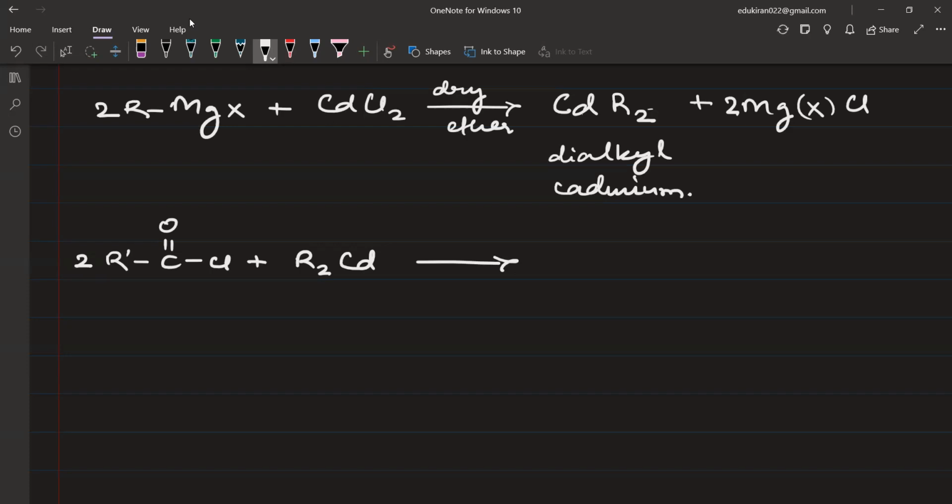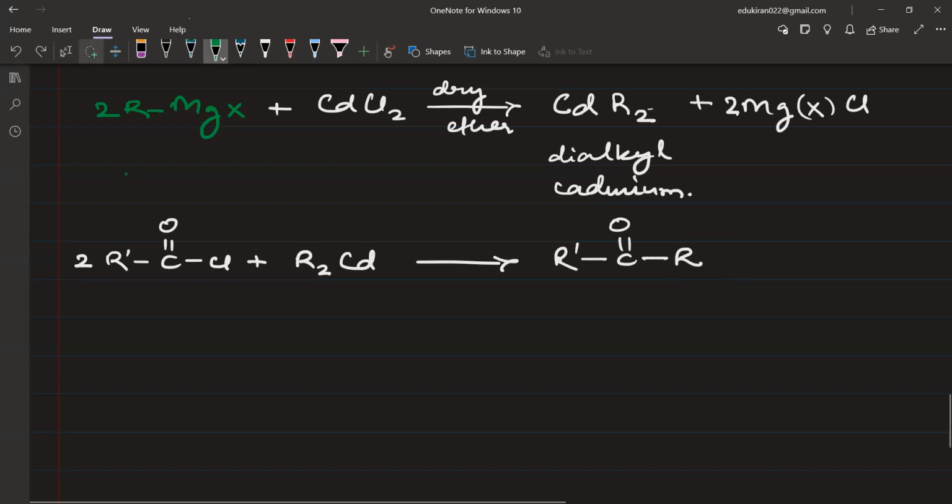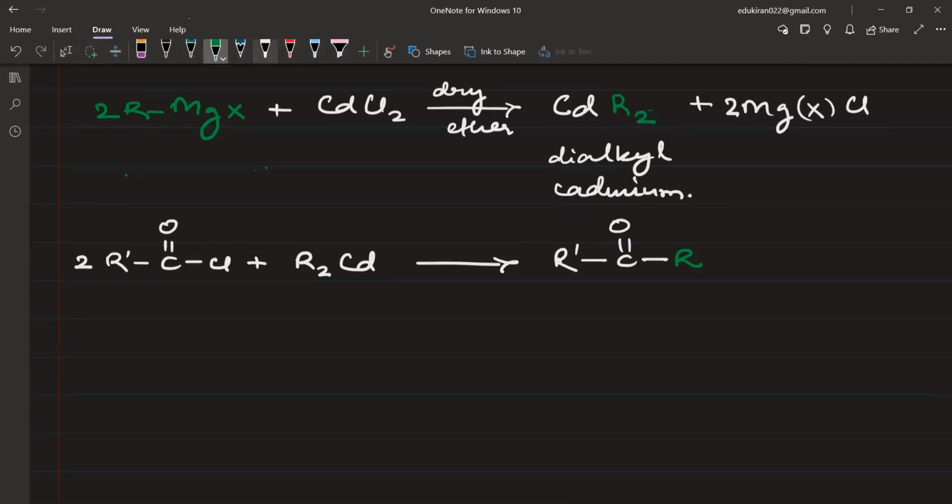Now, in this case, what happens? This chlorine gets substituted by this R group here. So we have R', C double bond O, and R. तो ये जो R है आपका, this R is coming from Grignard reagent. ये आ रहा कहां से? Grignard reagent से आ रहा है. ठीक है, इसको याद रखिएगा. So once you have 2, you are going to get 2 moles of ketones also, plus CdCl2.